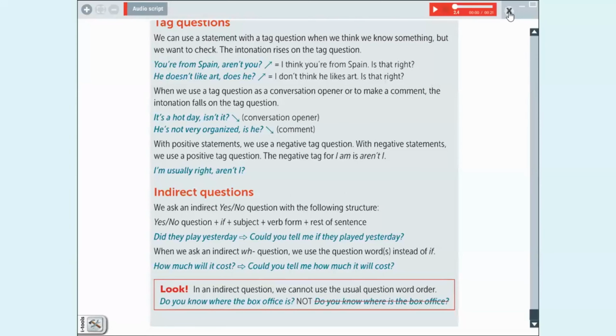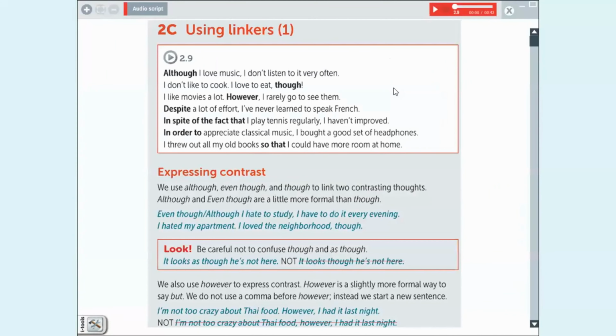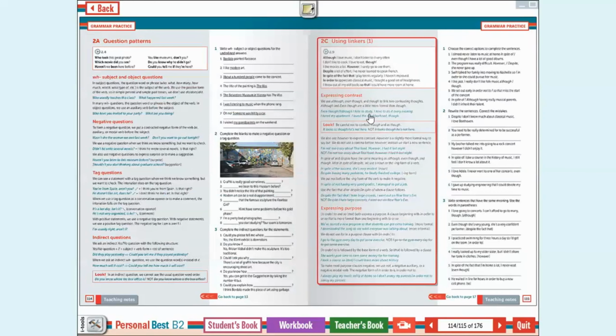Let me go now with the second part. As I mentioned previously, linkers is going to be the end of this session. And over here, we're going to master the way of using contrasting sentences and also providing reasons. We're going to go with only two uses: contrast and purpose. And the vocabulary that we can use for each.